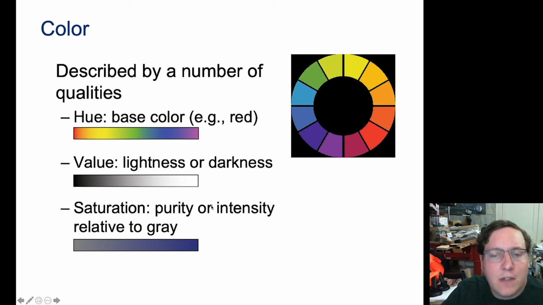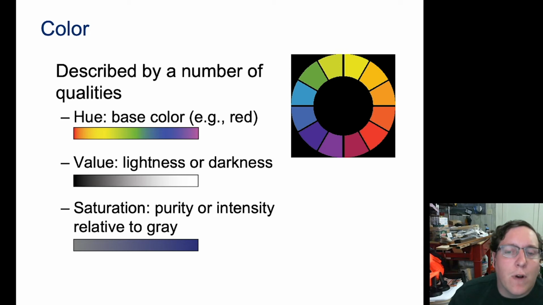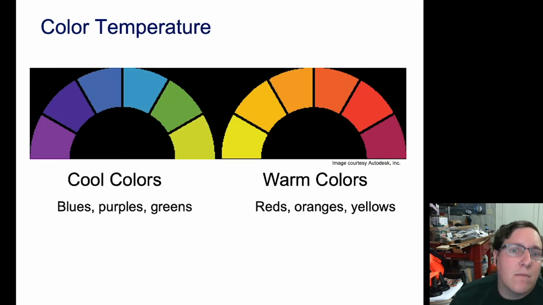And then saturation is how pure it is relative to gray. So there's a concept in design of a neutral gray color. Think about neutrally gray clouds. It's not really down or dark, but at the same point it's not bright or lively. Okay? Whereas once you start getting back to that intensity, that purity of the color, you start looking at it other ways.